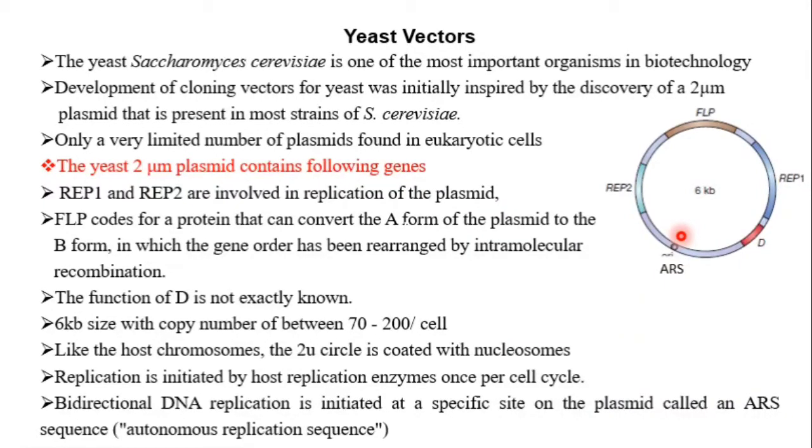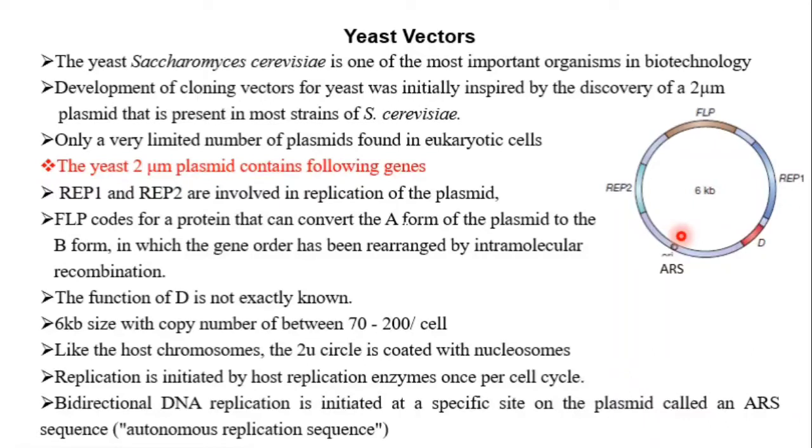Again, the yeast Saccharomyces cerevisiae is one of the most important organisms, with wide application in many fields of biotechnology. The development of cloning vectors in yeast started after the discovery of the 2-micron plasmid, which is found in most strains of this yeast. Normally most eukaryotes do not contain any plasmid, but a very limited number of plasmids were found in a limited number of organisms.